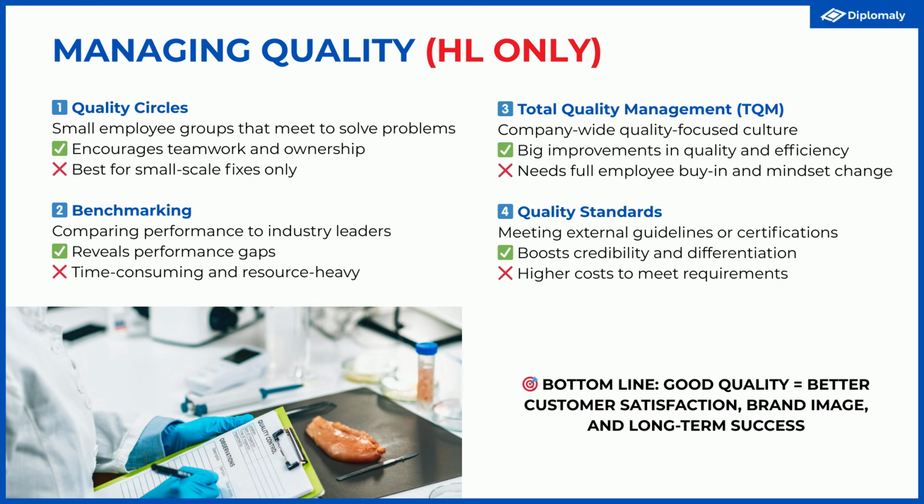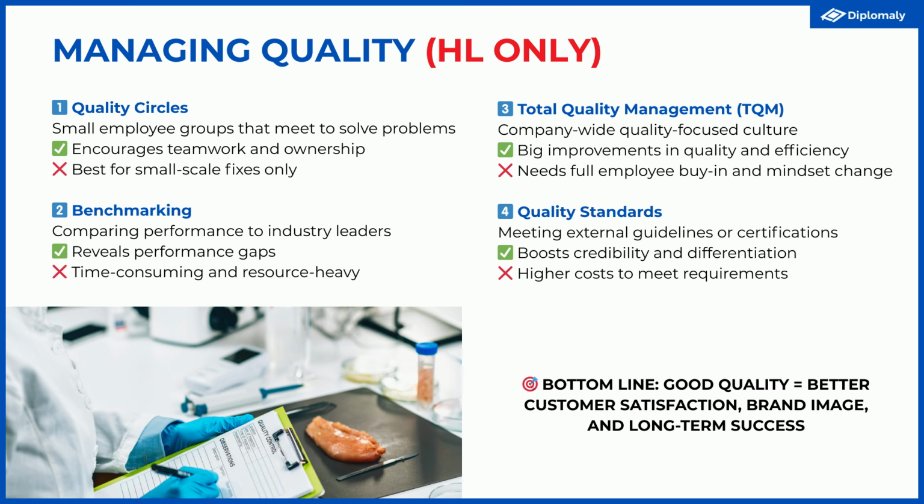There are four methods of managing quality that you need to know. The first is quality circles, which involves small groups of employees who meet regularly to discuss operations-related problems. This can encourage collaboration and increase ownership over work for employees, but generally only works best for minor, small-scale changes. The second is benchmarking, which involves comparing the firm's processes and products to industry leaders. This can help a business identify areas in which it is lacking relative to competitors, but it is also a very resource-intensive process.